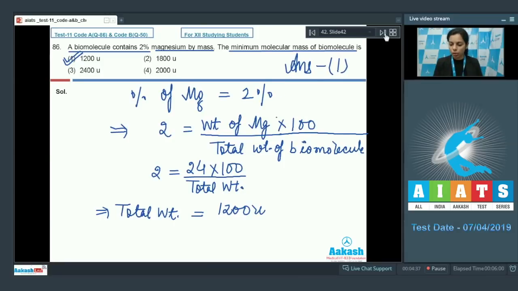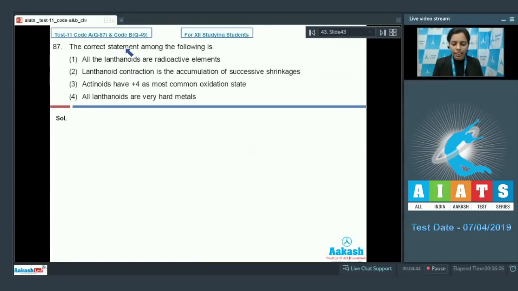And now it's a turn for question number 87. The correct statement among the following is: all the lanthanoids are radioactive elements. This is not true, because only promethium with the symbol Pm is radioactive, while others are non-radioactive. Further, the second statement: lanthanide contraction is the accumulation of successive shrinkage. You know that this is correct, because this is the contraction due to the filling of 4f orbital before 5d orbital, and this is the correct statement.